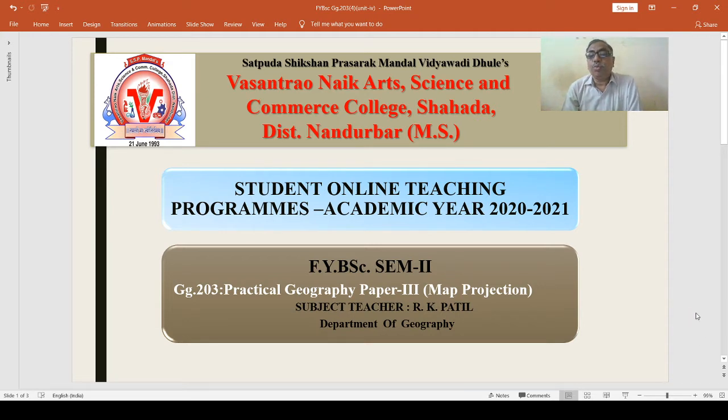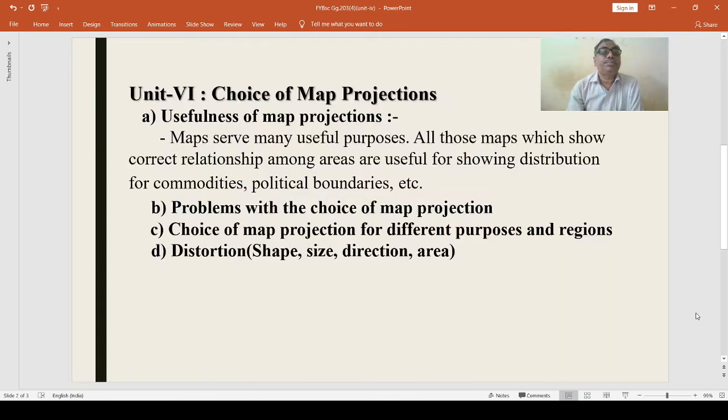Now we are going to study geography paper third, that is GG 203 Practical Geography. Practical geography is related to map projections. Unit 4: Choice of map projections.